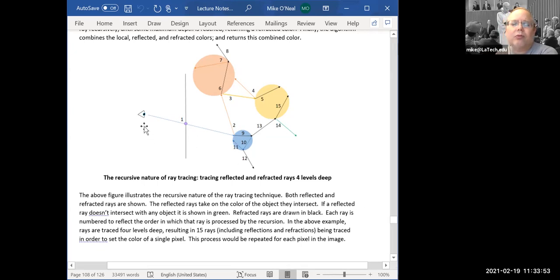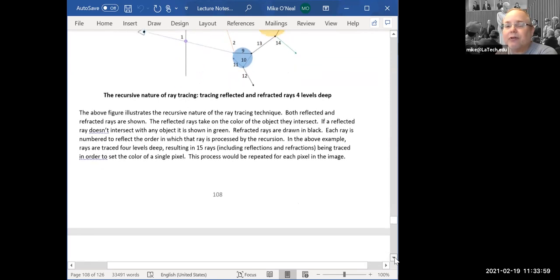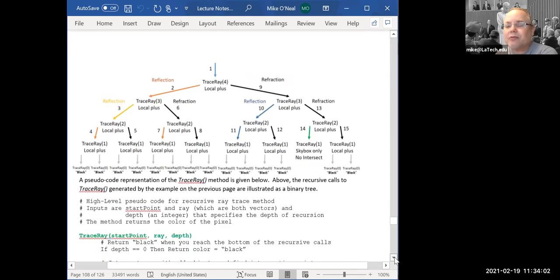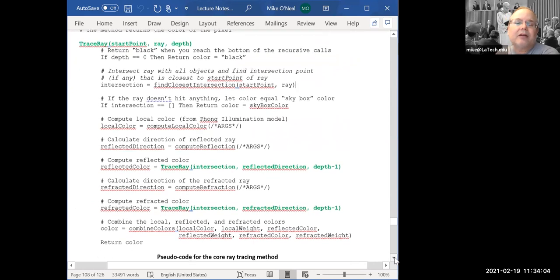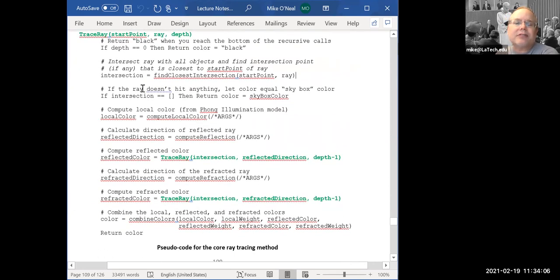And we don't really know, you've got to check the path of the ray against every object to see if there's an intersection. And if we find more than one intersection, we have to take the closest. So our intersection will be our closest intersection point. If the ray doesn't hit anything, let the color equal the skybox color or the sky dome color, right? So if intersection is empty, then return the skybox color, or I think they call it the sky dome instead of the skybox in Unreal.